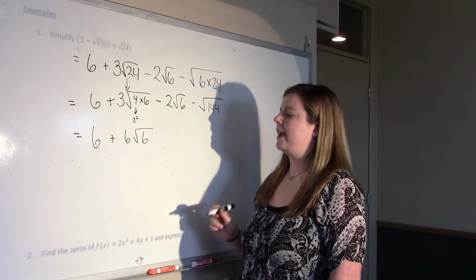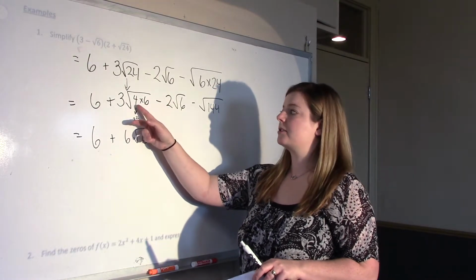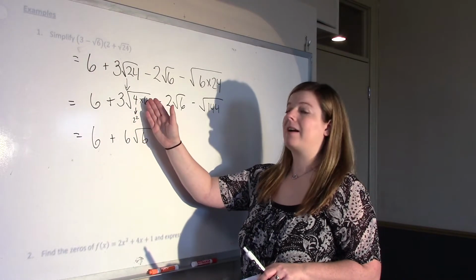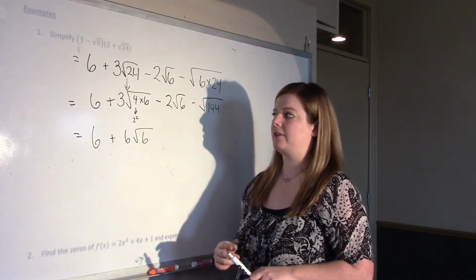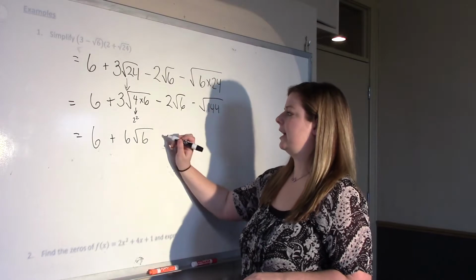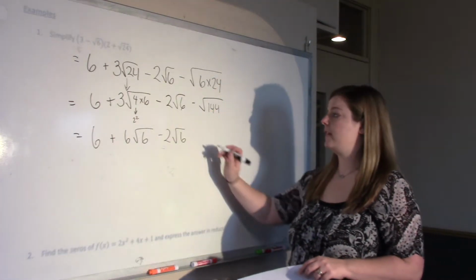Okay? Now again, it's because it's root 4 times 6. The square root of 4 is 2, so I'm taking that 2 out, but it has to be multiplied by the coefficient that's already there, so that becomes 6, okay? And then this is just 2 root 6, and oh, root of 144, that's just 12.